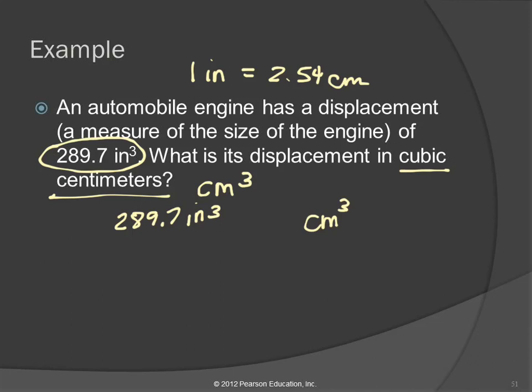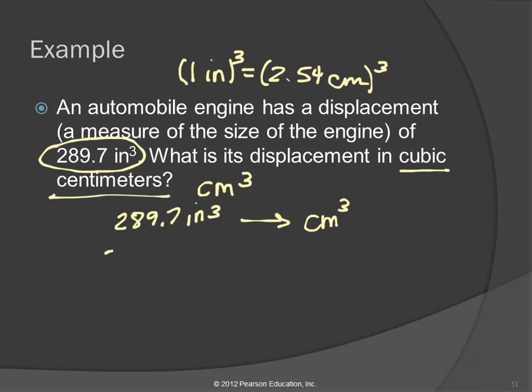How would we relate cubic inches to cubic centimeters? We have to cube it. So this would be cubed, and this would be cubed. What's really, really important is that the number is cubed also. The number has to get cubed. So if we know the relationship between the units without the exponent, then we're good to go.